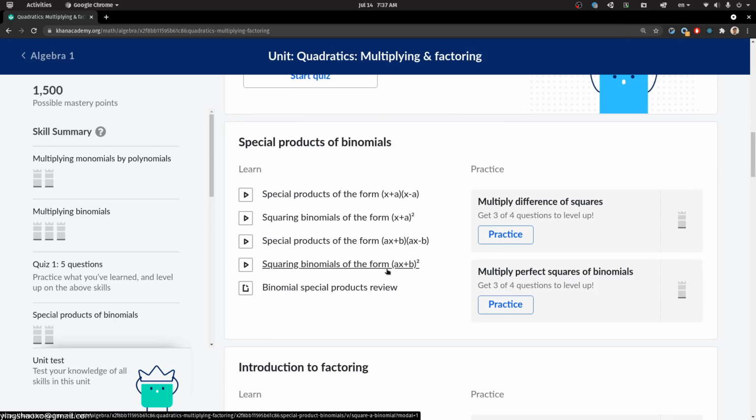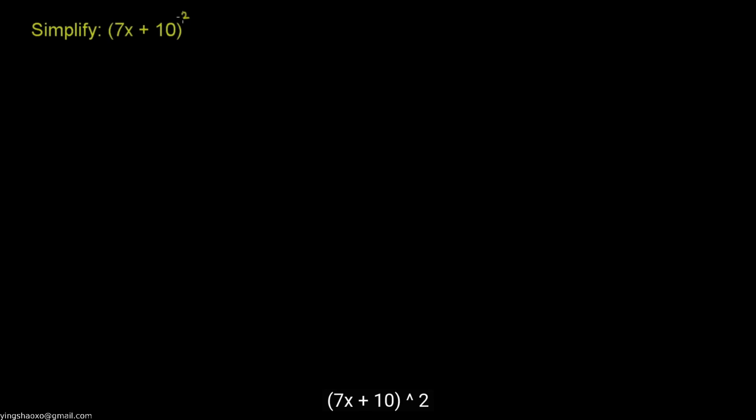Let's have a look at this one. We're asked to simplify or to expand 7x plus 10 to the second power. Now, the first thing I will show you is exactly what you should not do. There's a huge temptation. A lot of people will look and say, oh, that's 7x squared plus 10 squared.